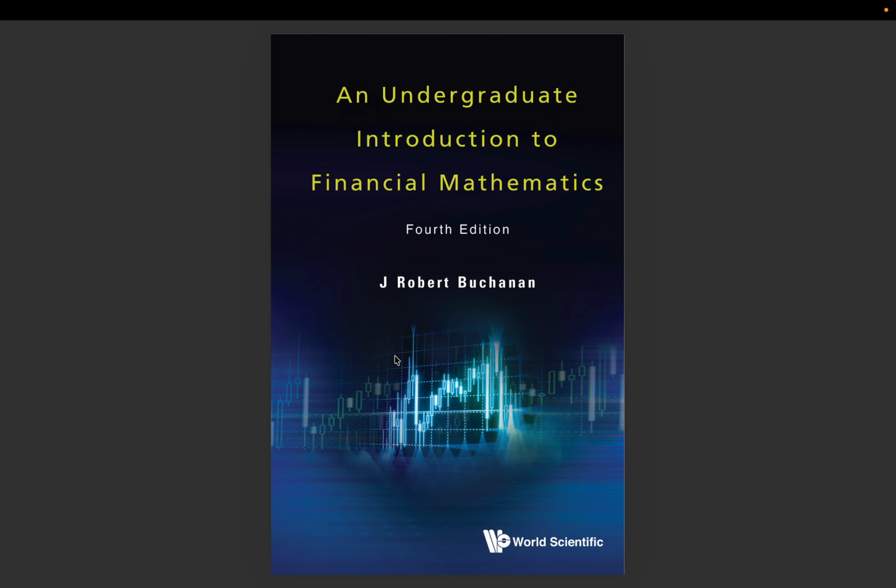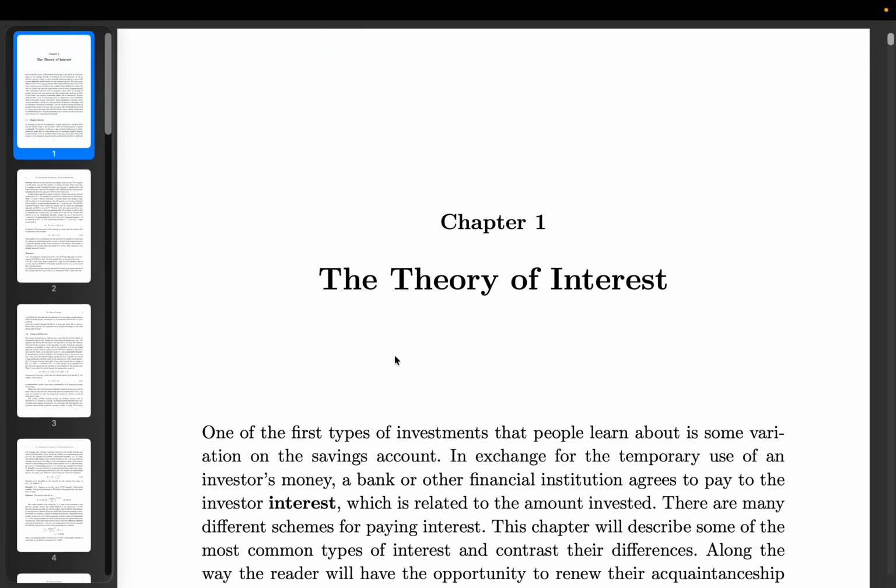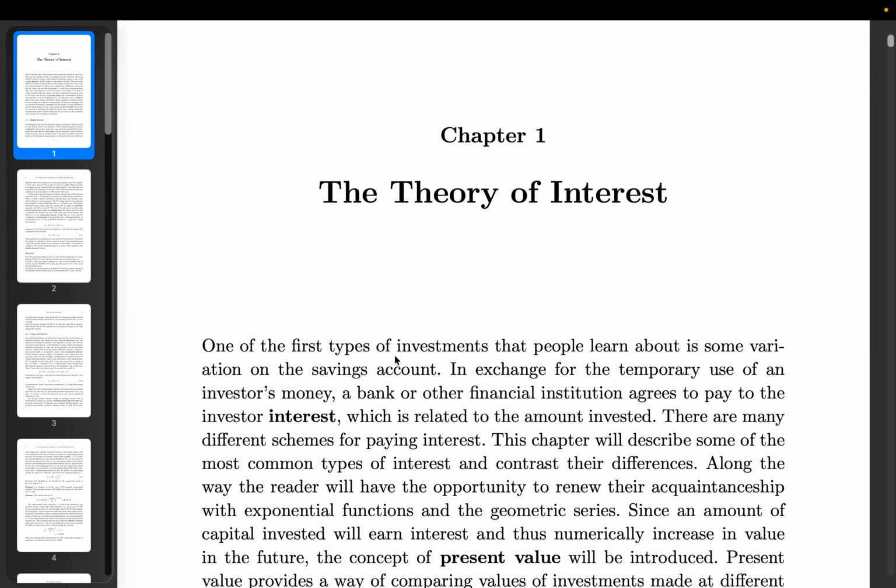And no, I don't mean just counting it. I mean understanding how money moves through time. We are diving deep into chapter 1 of J. Robert Buchanan's Introduction to Financial Mathematics, titled The Theory of Interest. If you have the PDF open, we are starting right at the beginning, covering sections 1.1 and 1.2.